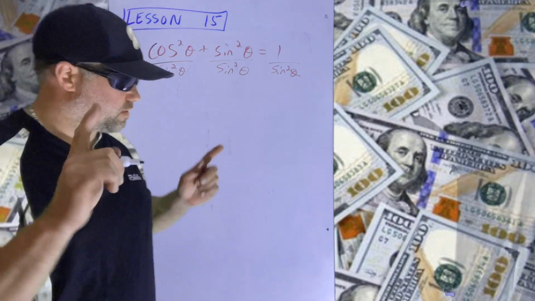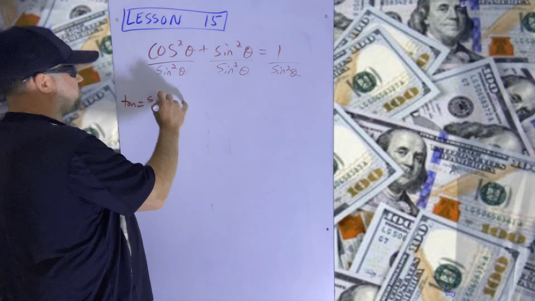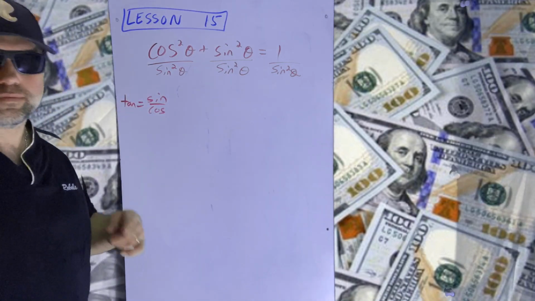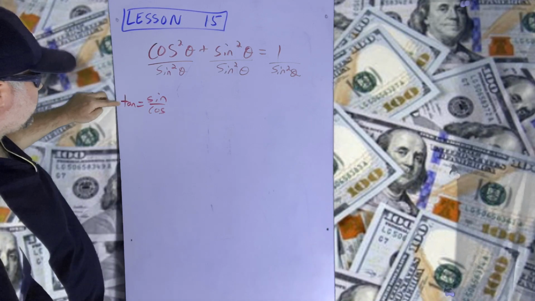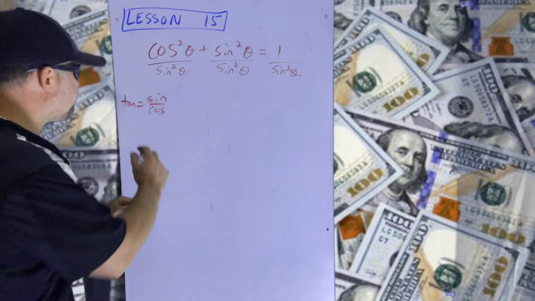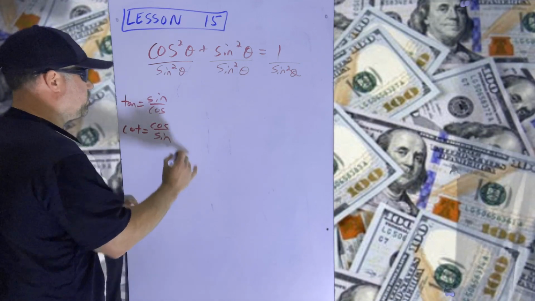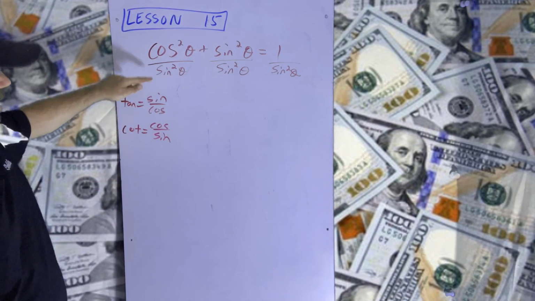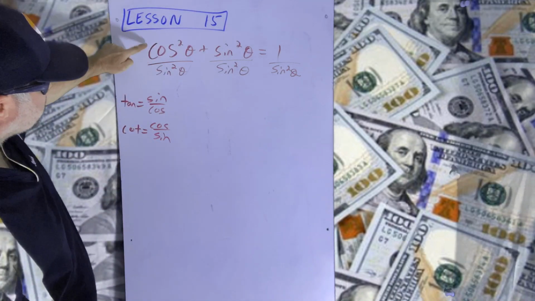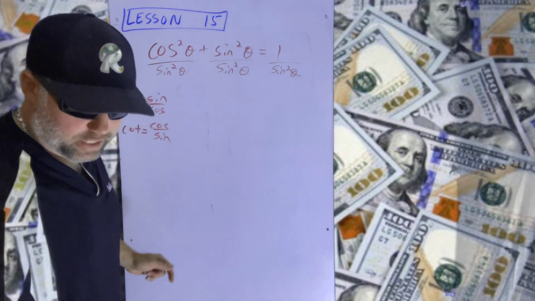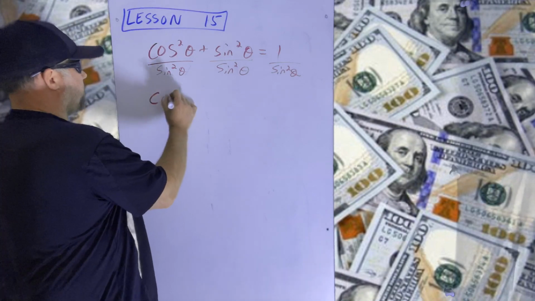Well, let's take a side note for a second here. We know that tangent is sine over cosine. We learned that a while ago. If I flip that and I flip this and do the reciprocal, that means that cotangent is cosine over sine. So if I have a cosine over sine, I'm actually talking about cotangent. So that right there turns into cotangent squared. So I'm going to replace that with cotangent squared.